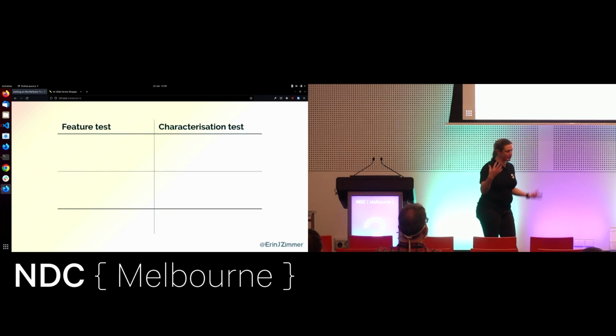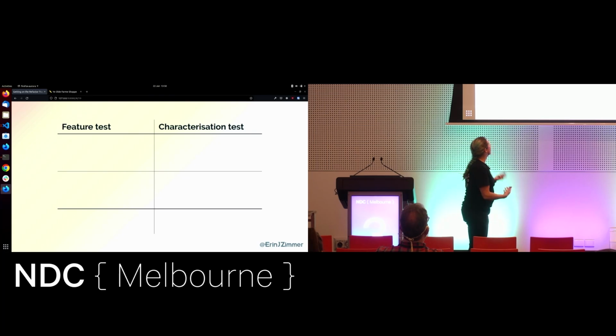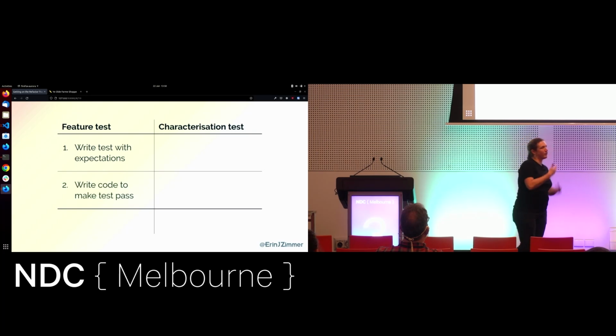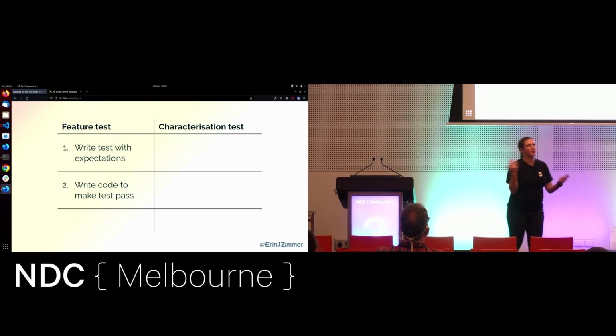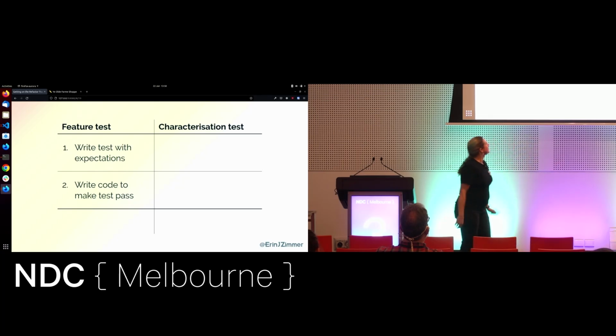So characterization tests differ a bit from the normal tests that you would write when you're building features. So if we're writing a test for a feature, first of all, we write a test with some expectations, and then we write some code that makes the test pass, assuming you're doing TDD. If you're not doing TDD, I assume you write some code that's wrong, and then you write some tests, and then you change your code until it's right. And I don't know what you're doing with your life, but that's your choice.